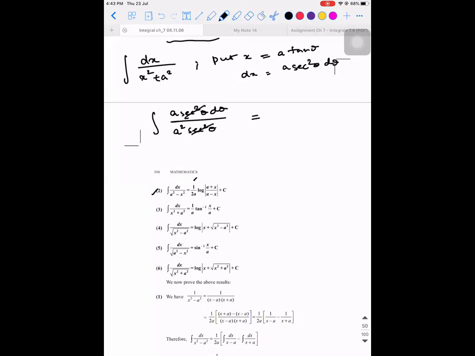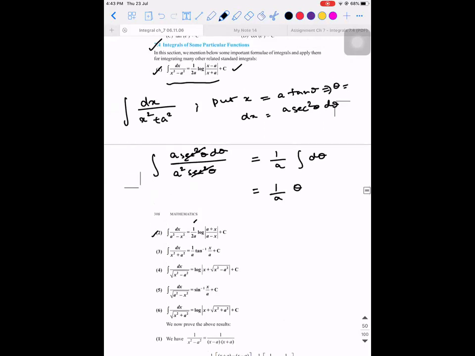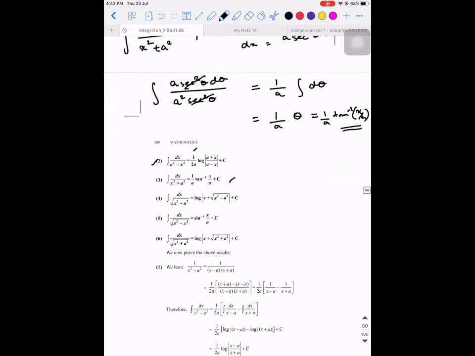So secant square theta will go, it will be 1 by a into integral of d theta. So 1 by a into, what is integral of d theta? That is theta. If x is equal to a tan theta, then what is theta equal to? Tan inverse of x by a. So 1 by a into tan inverse of x by a. So that is what is given in the formula. Is that clear?